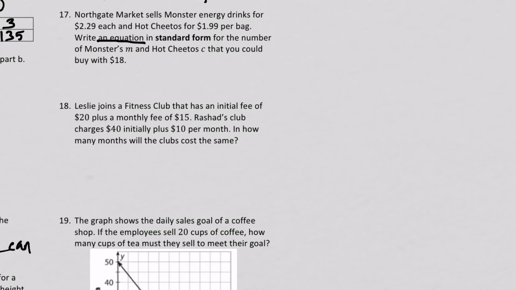Northgate sells Monster Energy drinks for $2.29 each. So the Monster Energy drinks represented by M are $2.29 each. Okay, M is the number of energy drinks that you buy, and $2.29 is the price per Monster. So the total amount that you pay for all of the Monster Energy drinks that you buy is $2.29 times M. So for example, you could plug in different values for M. If you buy 0 energy drinks, then it's $2.29 times 0, which means $0. If you buy 1, then it's $2.29 times 1, which is $2.29, and so on, right?